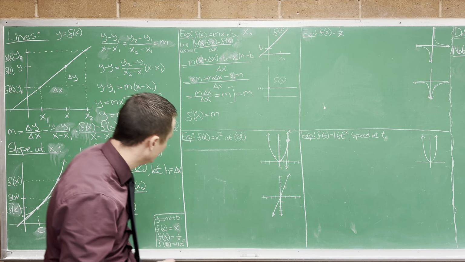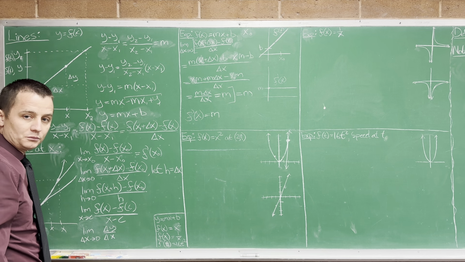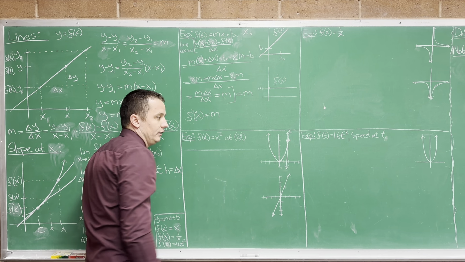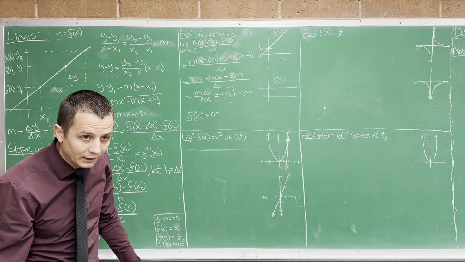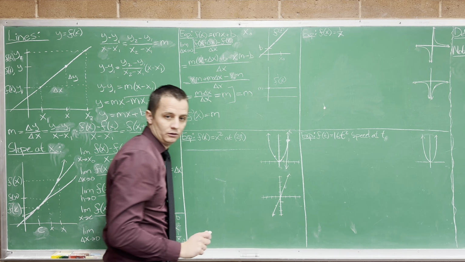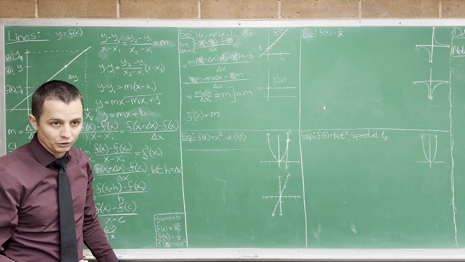All right, repeat. Let's do this again. This time, the author wanted us to take the function f of x equals x squared and find the tangent line to the function at the point 2, 4. So we're looking for the tangent line.